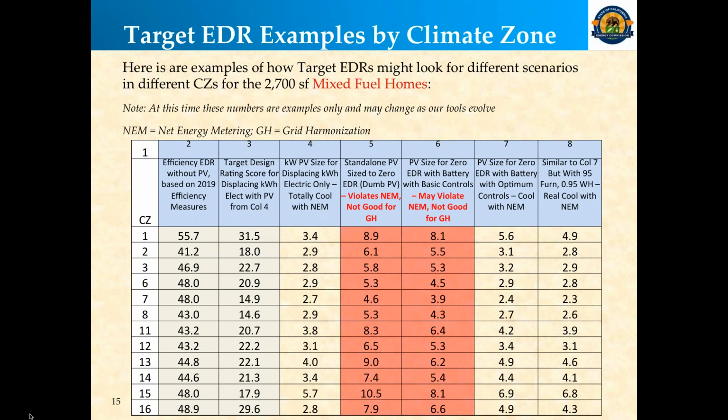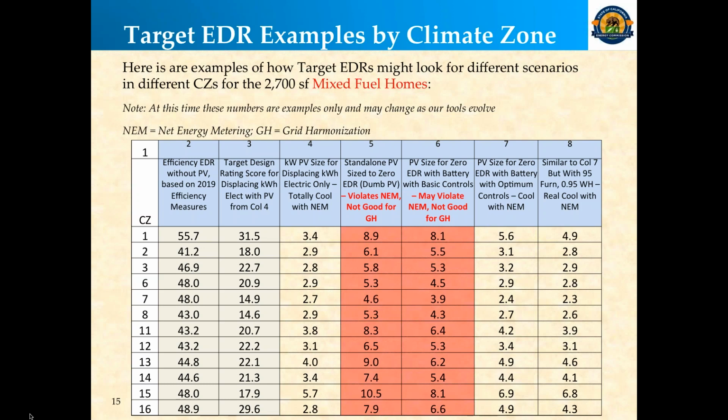Same thing with site going for an EDR of 0 with batteries and basic controls, which is basically just a dumb battery. It's still a large system, NEM problems, and potentially is not going to be good for grid harmonization. In 7, we started looking at, well, what if you worked with the utility and you let the utility control the batteries so that you mitigated some of those problems, and they could dispatch it when they needed. They could have some benefits from that.